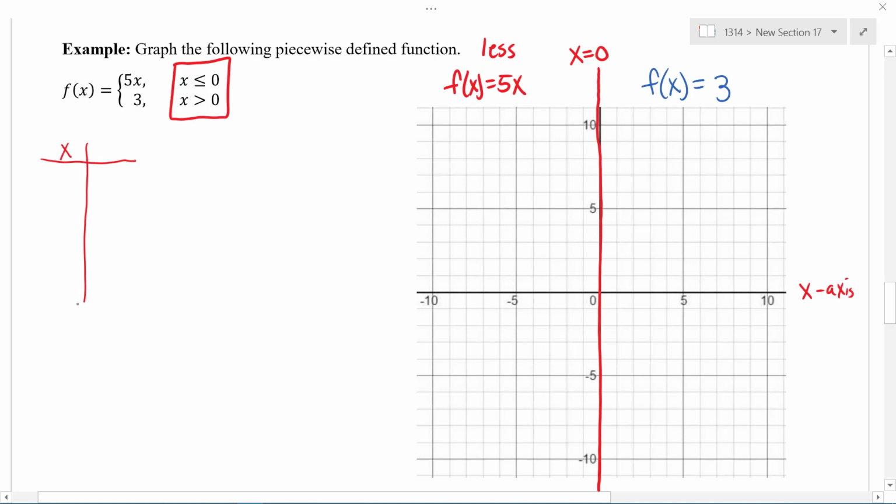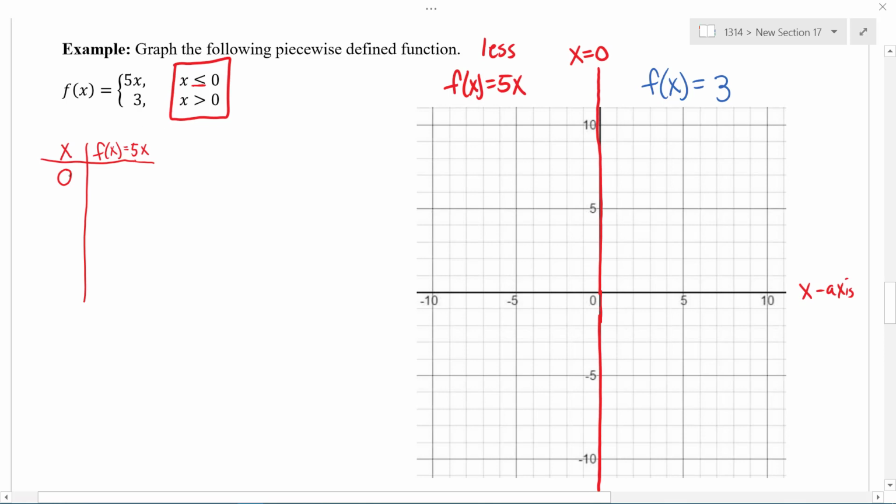I'm going to choose x values, and we're going to plug them into the function, into that top equation, 5x. What x values am I allowed to choose? I'm allowed to choose any x values that are less than or equal to 0 to plug into that 5x equation. When you are making your tables and choosing the x values that you want to plug in, if the restriction has an equal sign on it, I want you to include the number that's to the right of that equal sign. So I want you to include the 0 in your table for an x value.